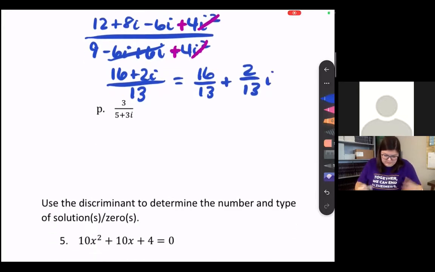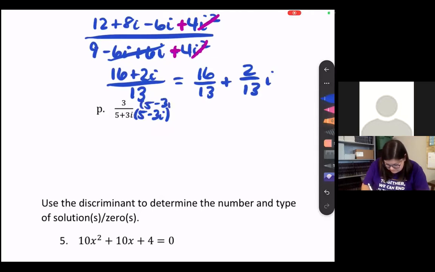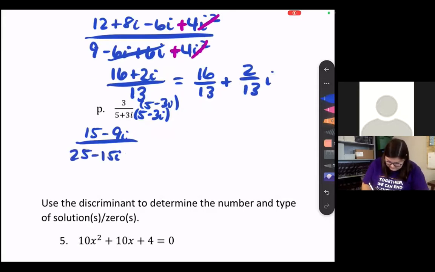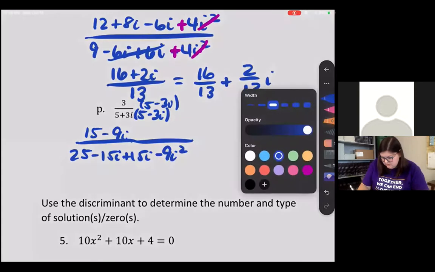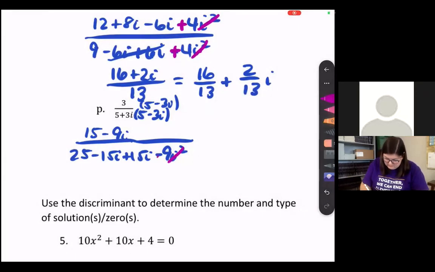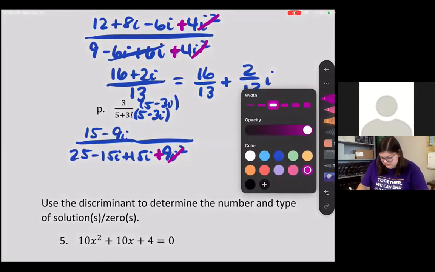All right, for P, doing the same thing, multiply by the complex conjugate at the bottom. This one should be a little easier just because there's only one term on top. So we're multiplying by 5 minus 3i. So I get 15 minus 9i over 25 minus 15i plus 15i minus 9i squared. Change that i squared into a plus.